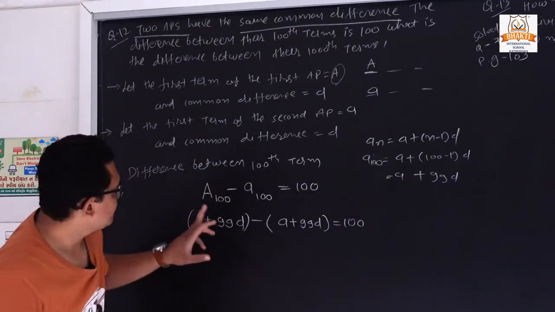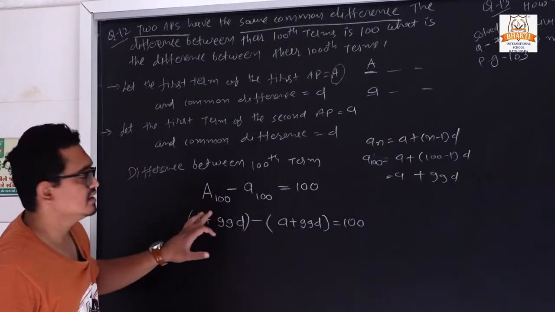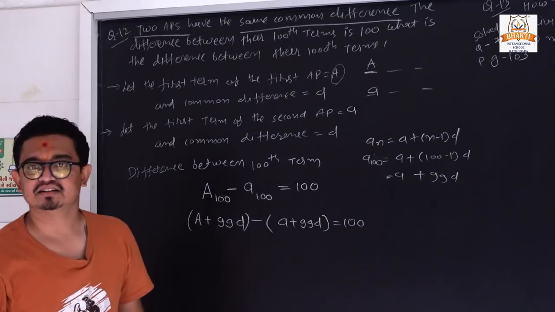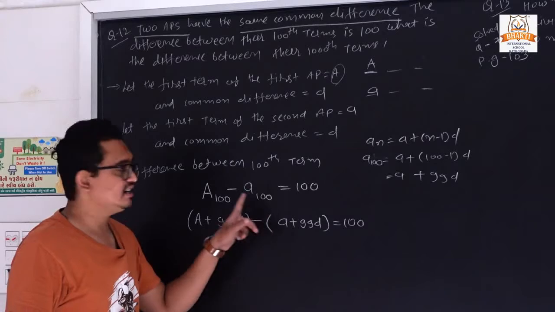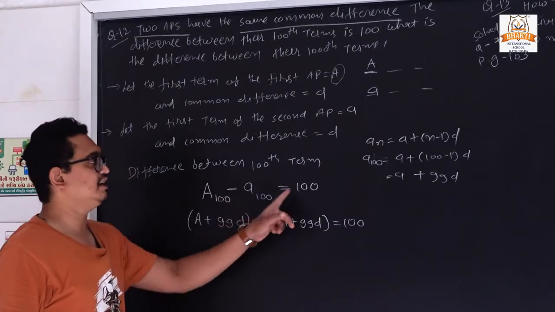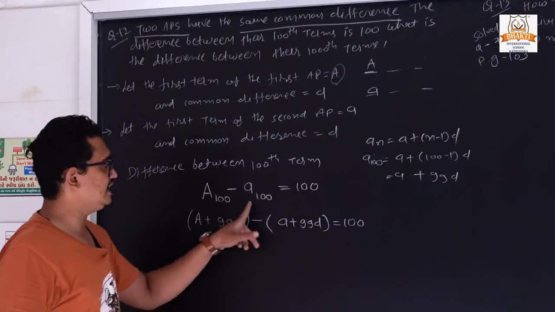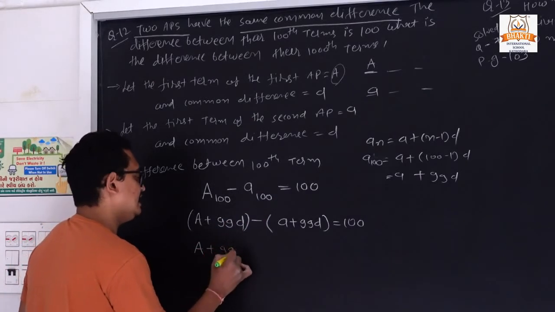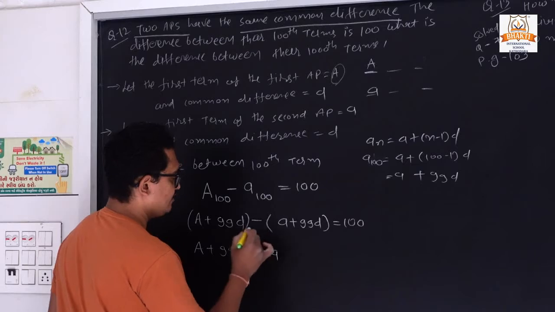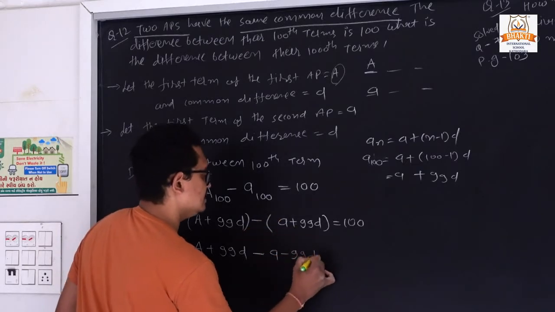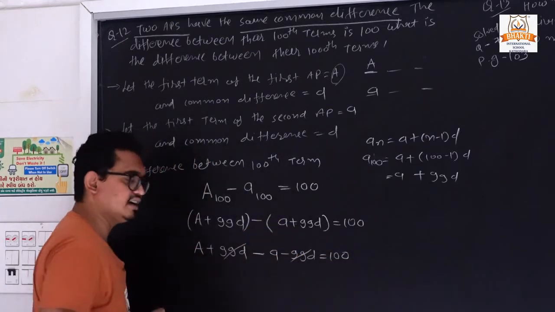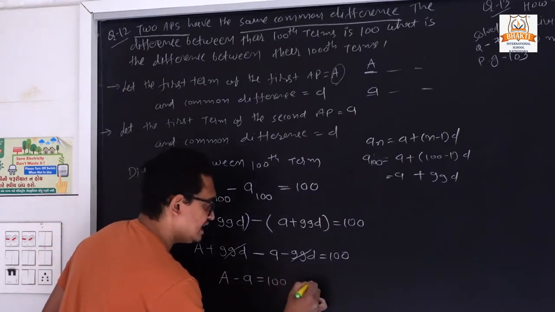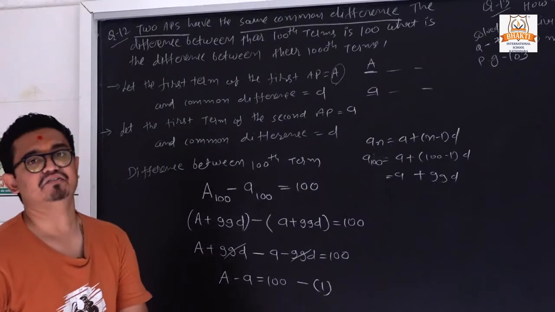First, the condition is given. The condition is what? The difference between the 100th term of both series, first series and second series, is 100. So according to the condition we can write like that. Now simplify that. So A plus 99d minus a plus minus minus is equal to 100. So these both are cut. So A minus small a is equal to 100. We can declare it is our result number 1.